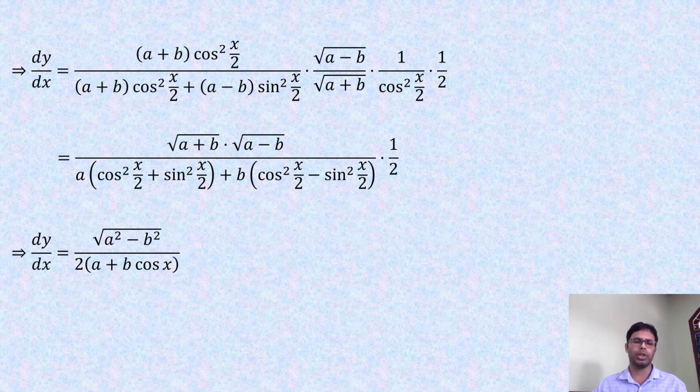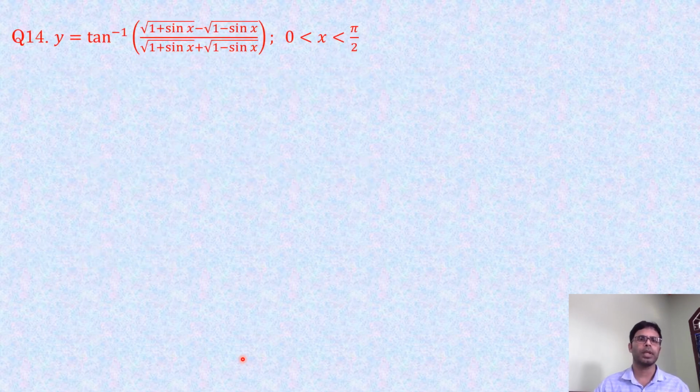So we take another question, number 14, y is equal to tan inverse of root over 1 plus sin x minus root over 1 minus sin x, divided by root over 1 plus sin x plus root over 1 minus sin x, and here the condition given is 0 up to pi by 2.